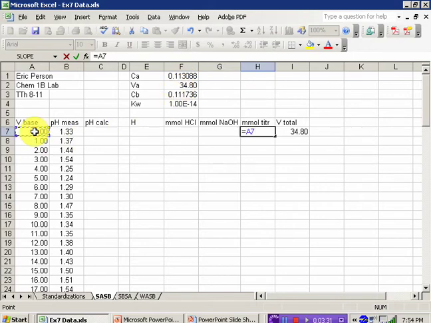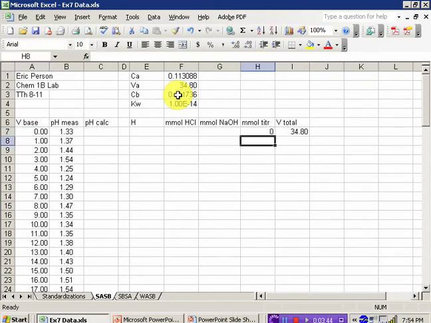is going to equal the volume of titrant that I've added times the concentration of titrant, in this case the concentration of the sodium hydroxide base. That needs to be an absolute cell reference again. The amount of sodium hydroxide that I initially have is going to be relatively negligible. All that sodium hydroxide I'm adding is going to neutralize.